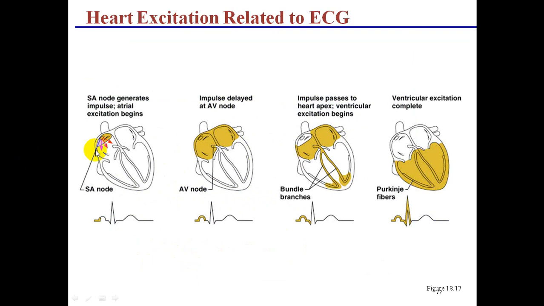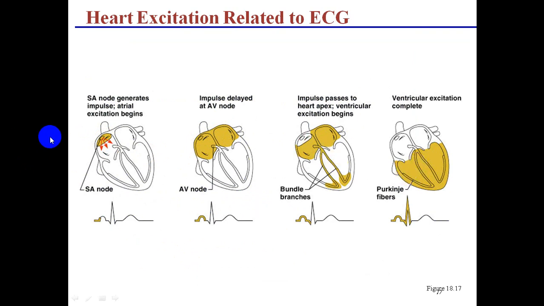Look at this shaded diagram. This is the SA node discharging an impulse, and the impulse spreads to both atria, left and right, and then there is a moment of delay in the AV node. From the bundle branch, it contracts the ventricle.